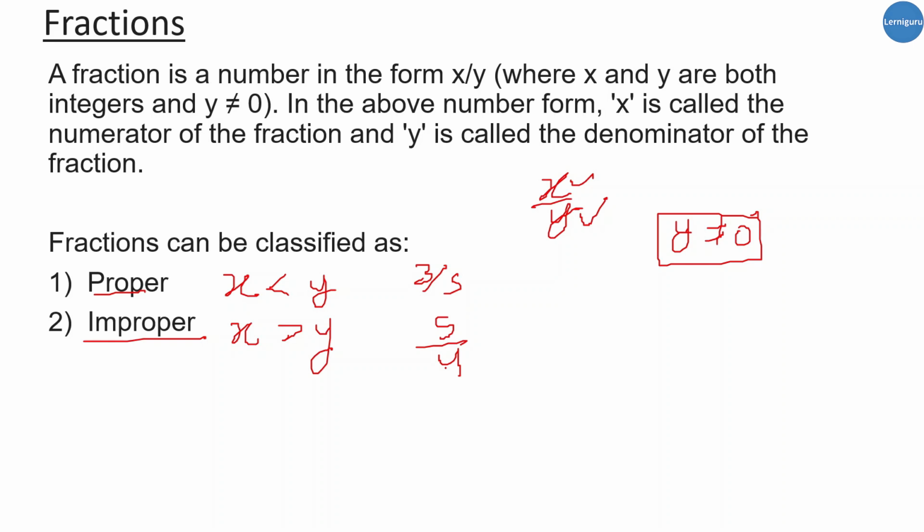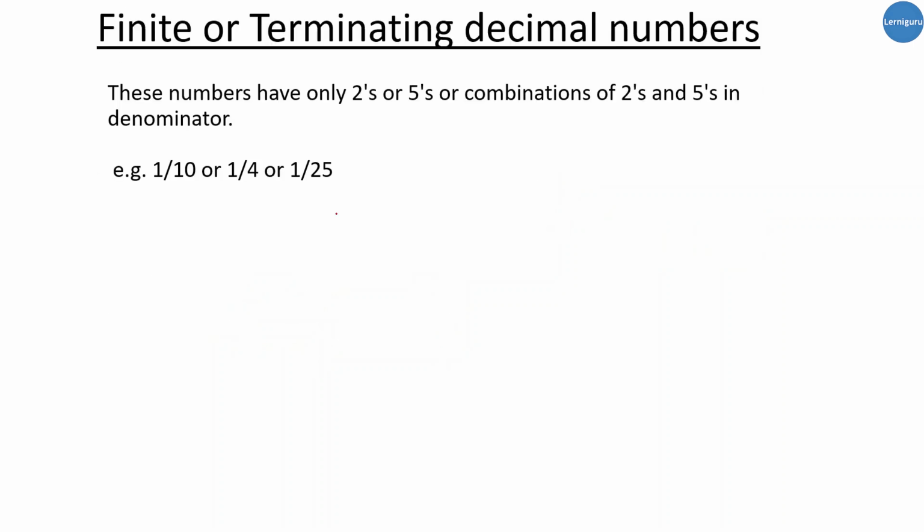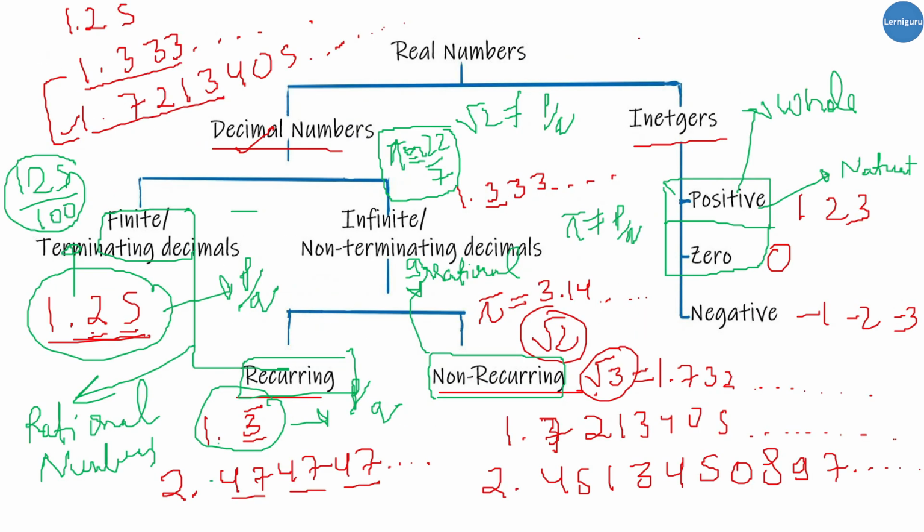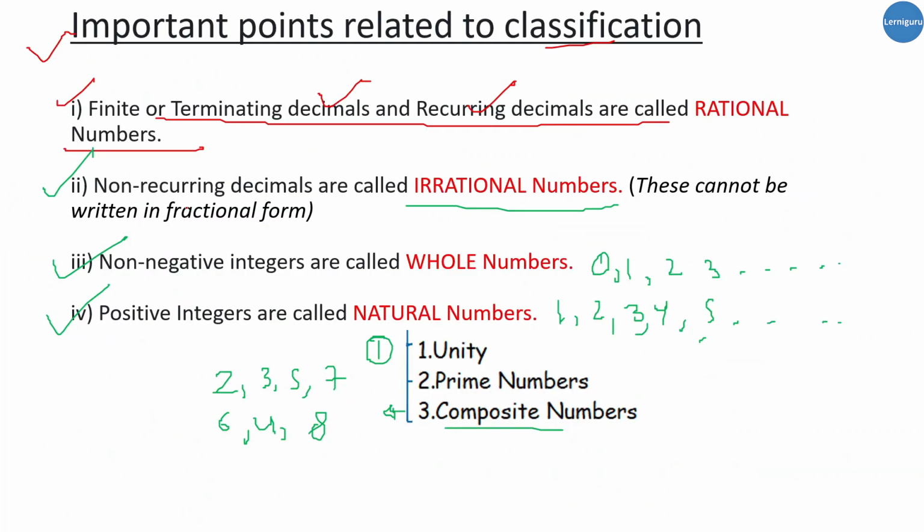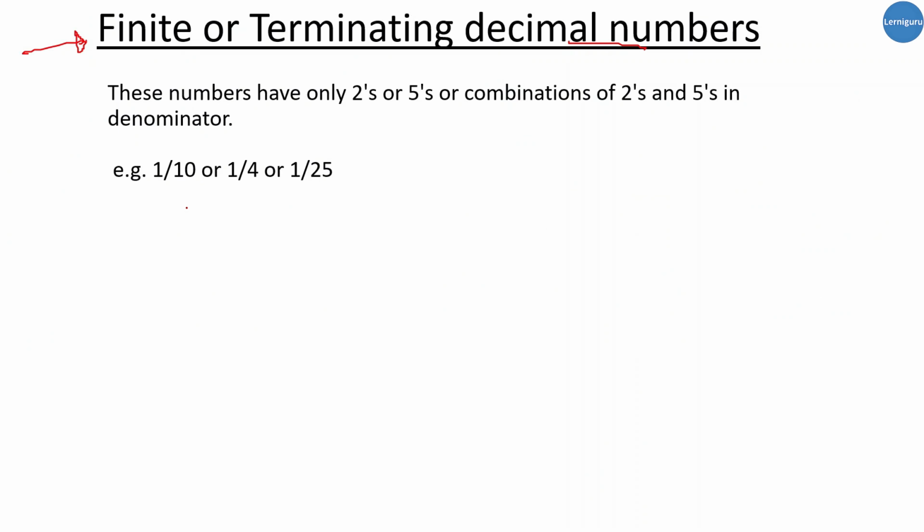So proper and improper fractions, this is clear. This is an important point. Make sure you pay attention here. Finite or terminating decimal numbers. Let's see on the chart what this was. This is this part. Finite or terminating decimal numbers. Decimals have two parts. So this is the part. And the important part is, suppose this is the number. This is a finite or terminating decimal number.